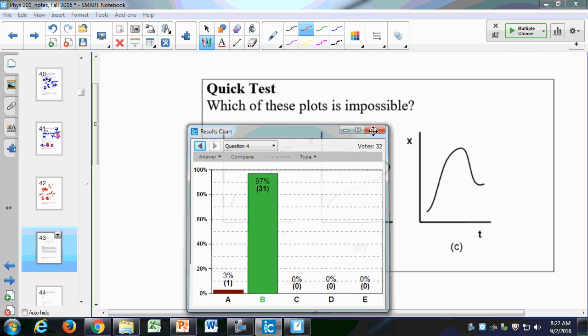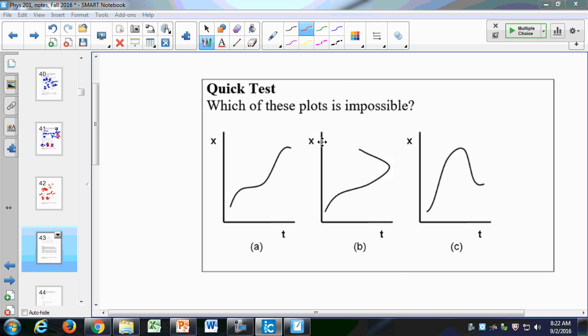B is right. Why is B not possible? Right, because Jackaroo here was in this position and this position at exactly the same time.